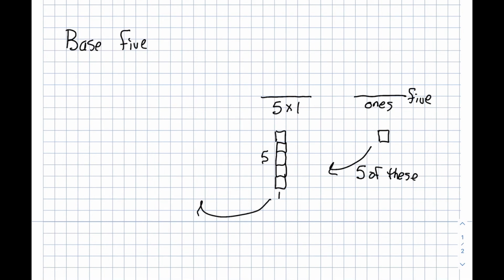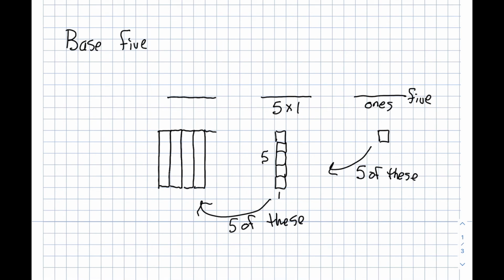The next place over, well, as soon as I have 5 of these, so what's that look like? Well, 1, 2, 3, 4, 5. There's one set of 5 by 1, but I needed 5 of these. And what does that leave me with? A 5 by 5.